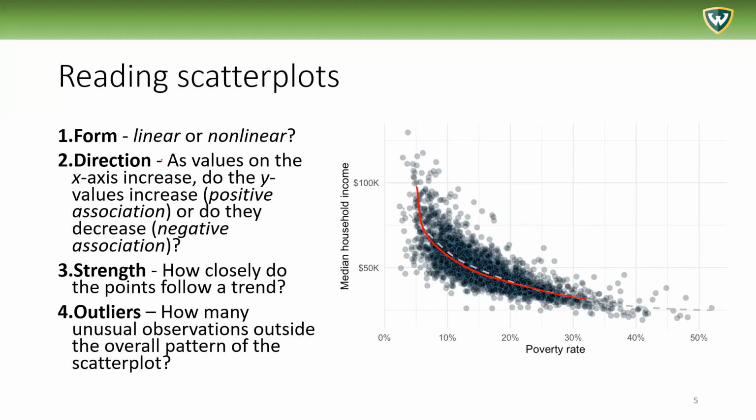The direction has to do with where the values are going in respect to the two variables plotted. So if they're going in this direction over here with this slope, in this shape, that's a negative association, meaning that as one variable goes up, so on the x-axis goes up, the other variable goes down. We can see here all these individuals that have high poverty rate also have low median household income.